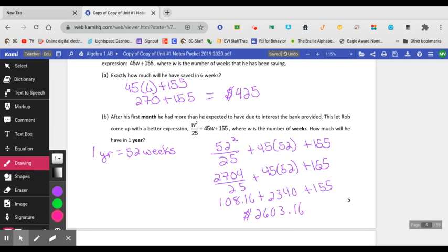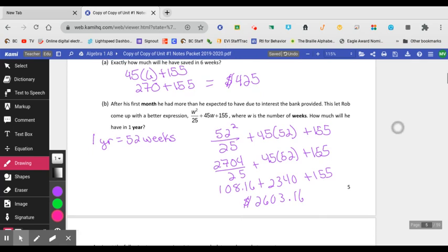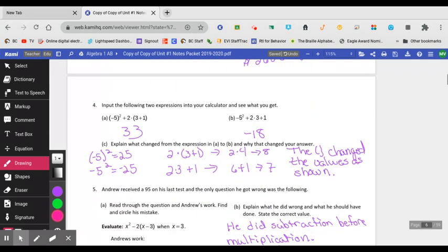3B is $2,603.16. 4A is 33. 4B is negative 18. And the difference here is the parentheses. Negative 5 in parentheses squared is 25. Without the parentheses, it's negative 25.